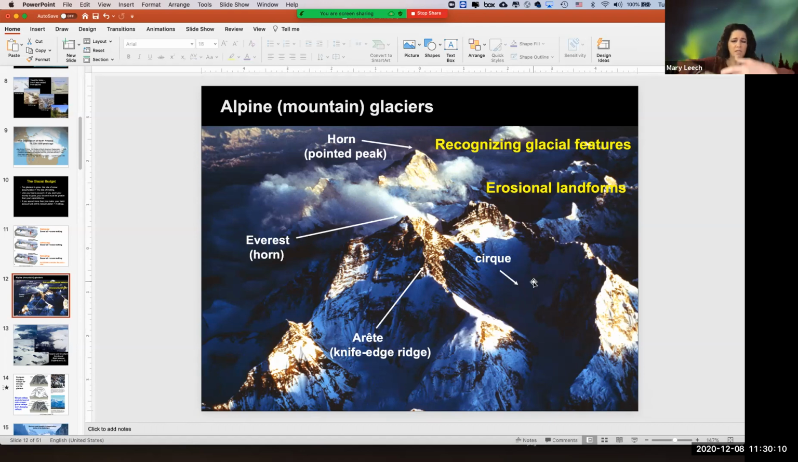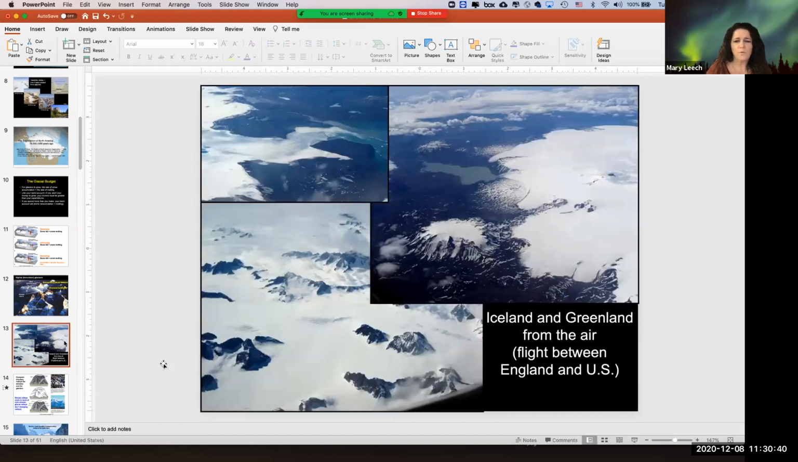A cirque is a scooped out shape where the glacial ice still remains sometimes up high in the mountains. It's supposed to be like a circus. A circus, I don't know, like an amphitheater. Yeah, it's like an amphitheater kind of shape. That could also be where you find tarns, the glacial lakes. So those are all different landforms.